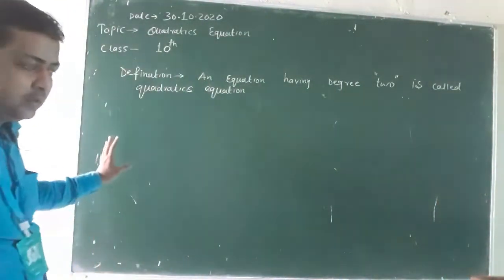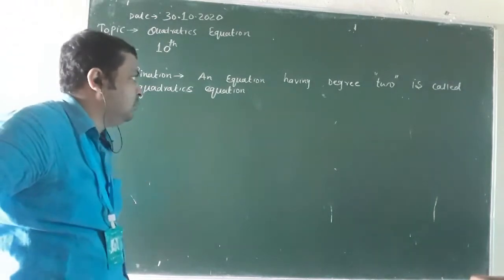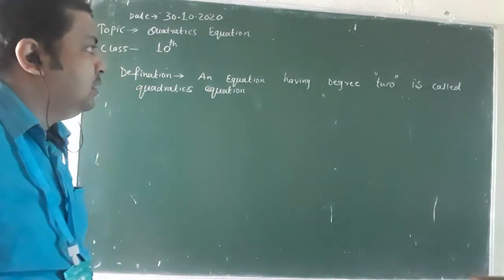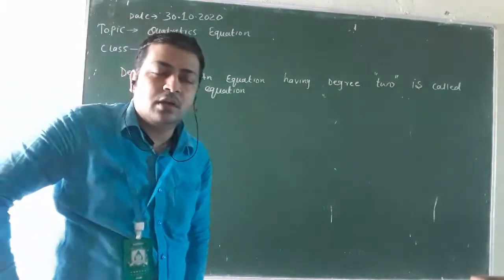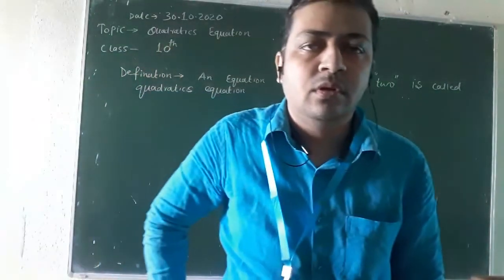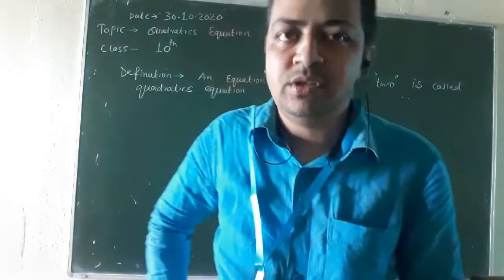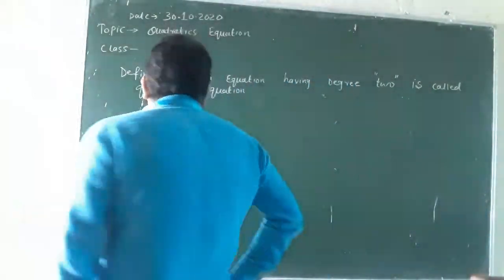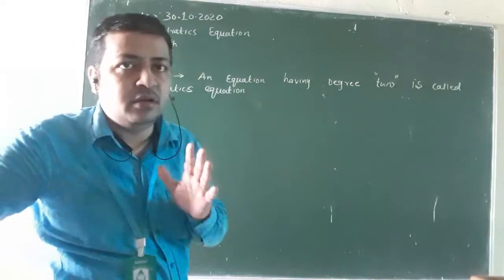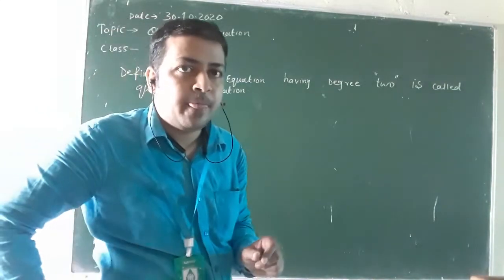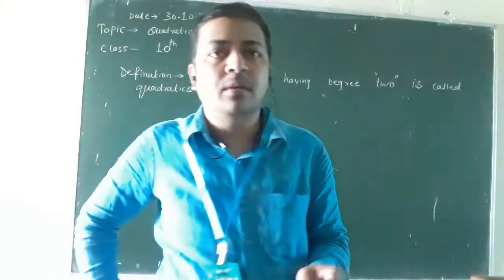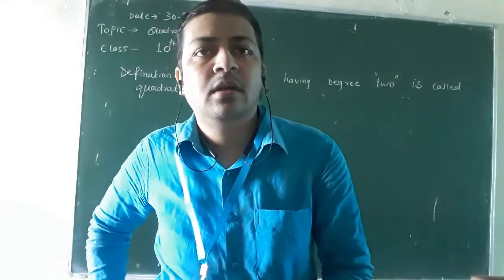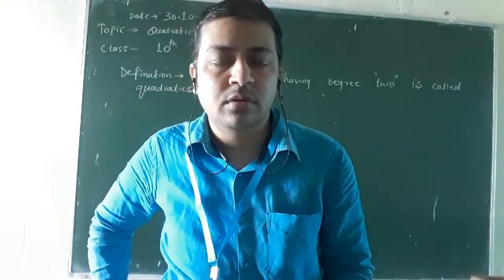The simple definition will be: an equation having degree 2 is called a quadratic equation. There is a slight difference between an equation and an expression. An equation is always compared with some other quantity, and an expression cannot be compared with some other quantity.